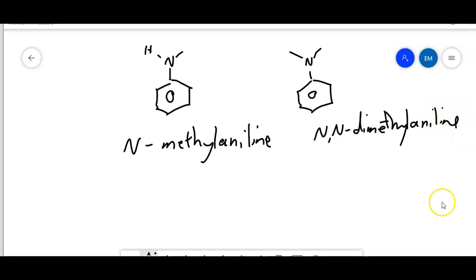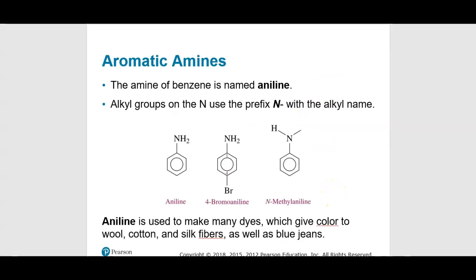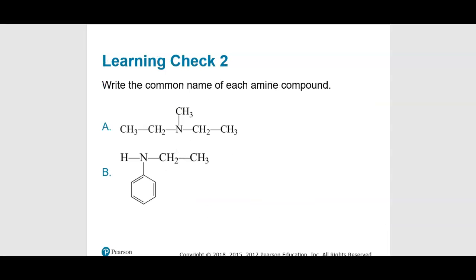Okay, so just some odds and ends there. Let's go back to here. Where are we going? Go to the next slide. So write the common name of these compounds.